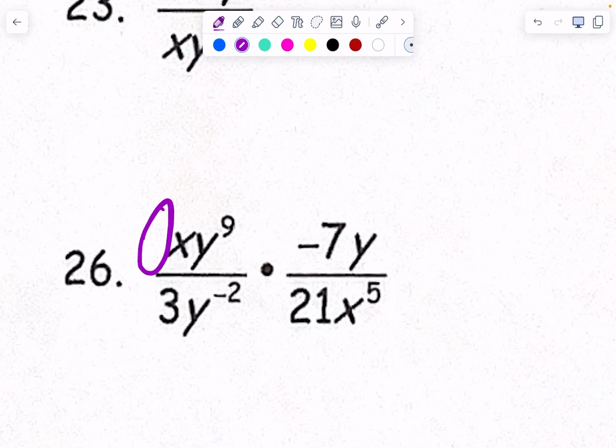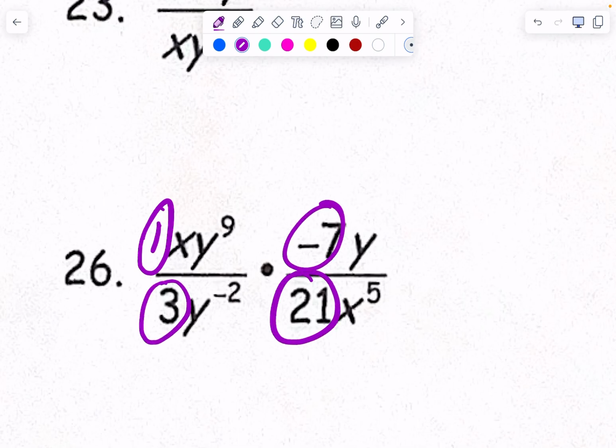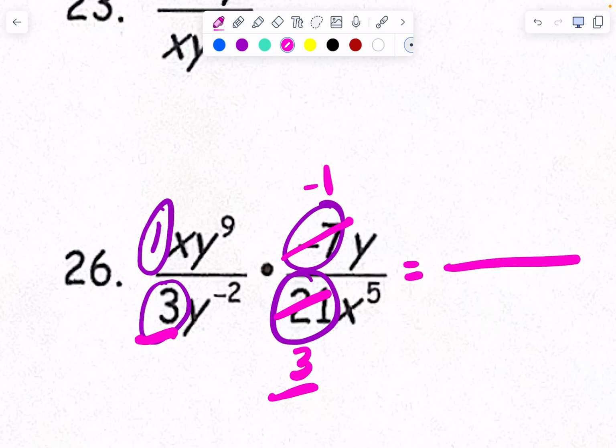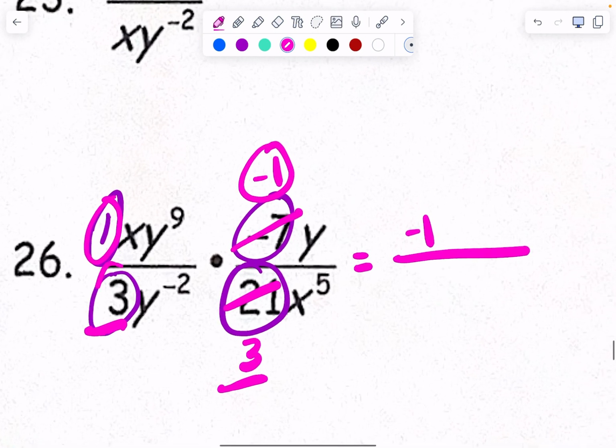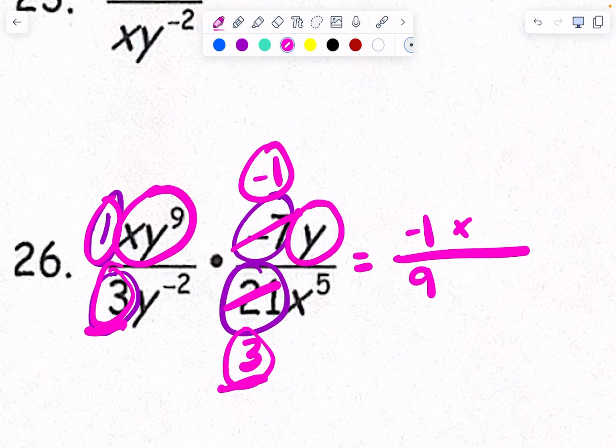What numbers are outside of here? 1. Okay, so I'm looking at 1 and negative 7 and 3 and 21. Do those first. What can I reduce? Negative 7 and 21. Negative 1 on top. Negative 1 and 3. Anything else I can reduce? Nope. Can I reduce the 3 and 3? No, they're both on the bottom. Okay, so let's do 1 times negative 1 is negative 1. 3 times 3 is 9. Let's put everything else together. So I have xy to the 9th and I have another y. So that is xy to the 10th. On the bottom, what will we have?